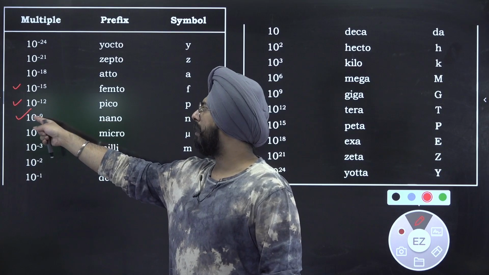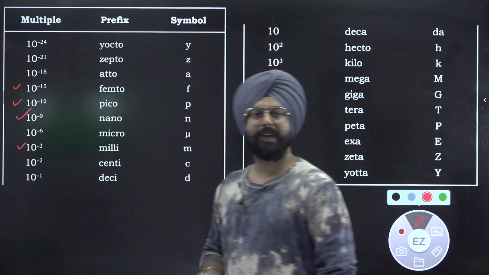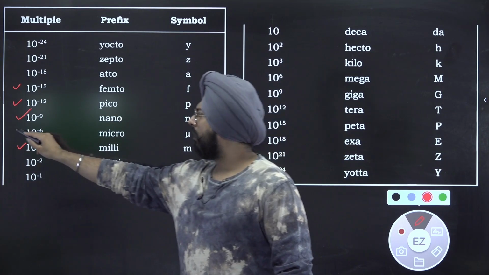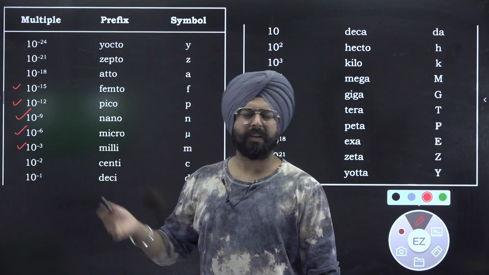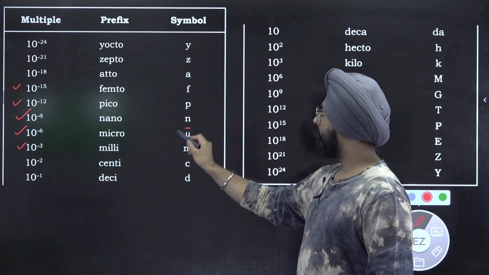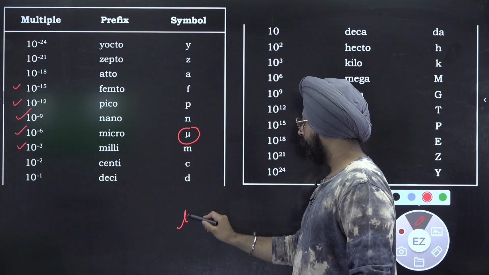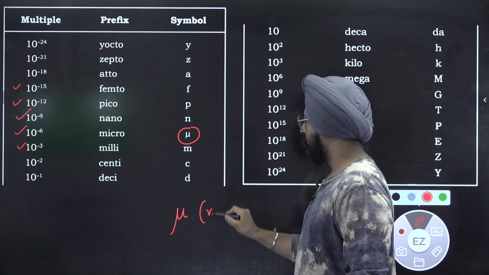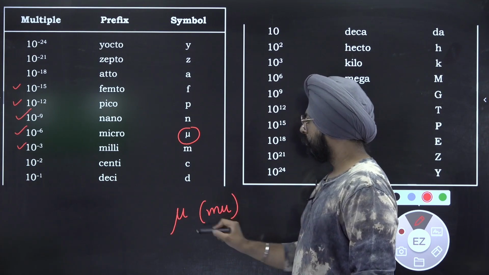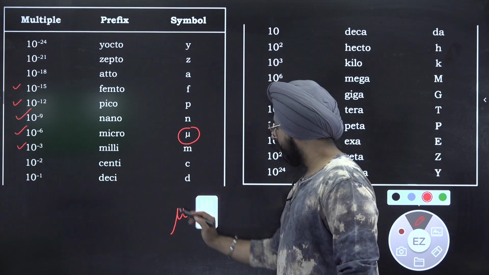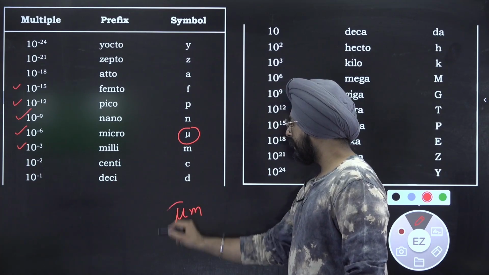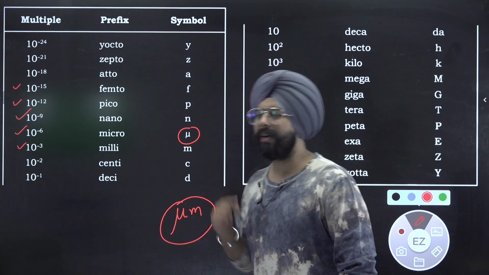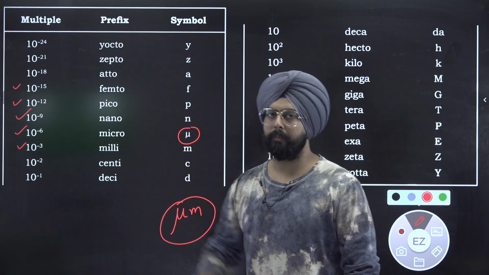Nano is 10 to the power minus 9. Milli is very important, obviously. Micro, sometimes you'll see micro, 10 to the power minus 6. The symbol for micro is mu. This is the Greek letter mu. Whenever you see this, it means micrometers. 1 micrometer is equal to 10 to the power minus 6 meters.